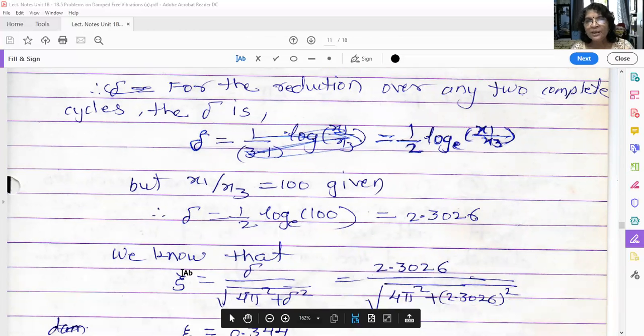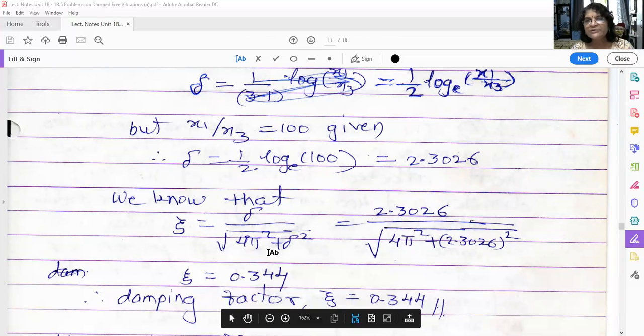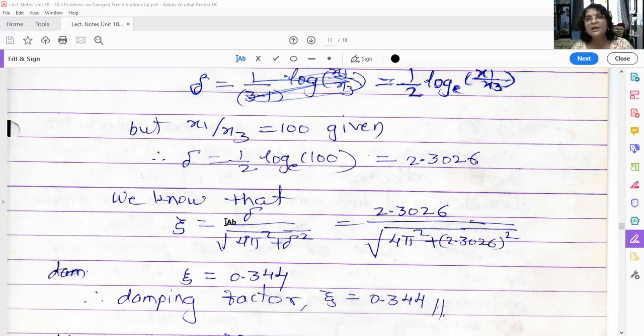Once we get delta, what can we find out? Zeta. So zeta is equal to delta upon square root of 4 pi square plus delta square. Either you use this equation, or if you remember the equation, delta is equal to 2 pi zeta upon square root of 1 minus zeta square. Use any one equation. This equation is derived from that one only.